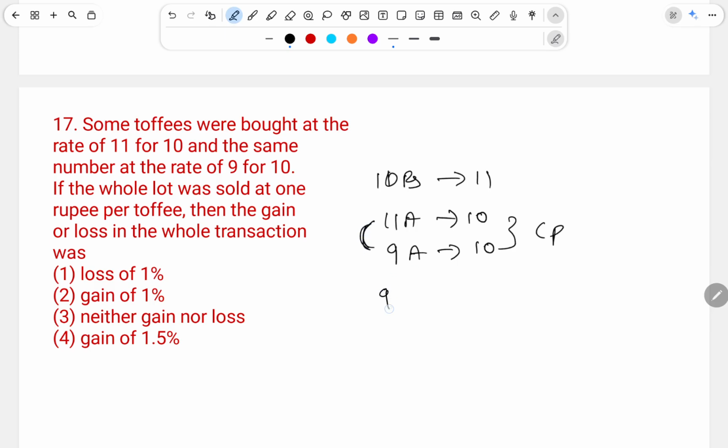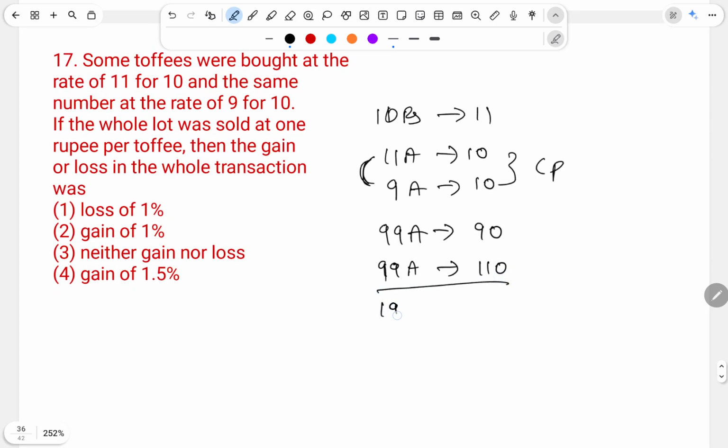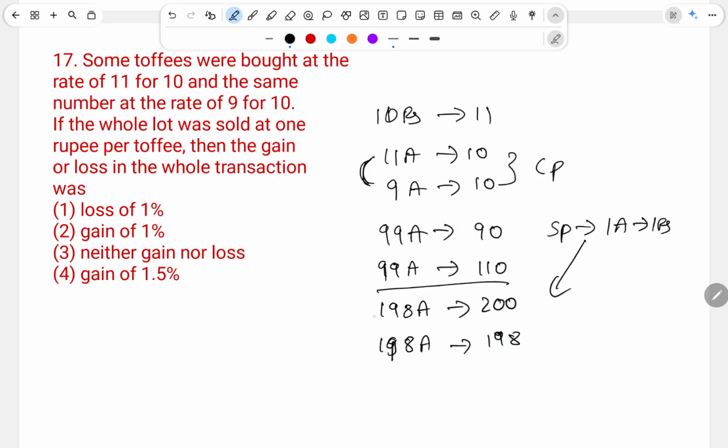So take the LCM. 9 times 11 is 99, so 9 times 11, 110... total 198 articles at 200 rupees. Now what is given for SP? 1 article if you sell for 1 rupee, then 198 articles will be sold for 198 rupees. Correct? This is multiplied by 198 because CP is for 198 articles, so SP also should be for 198 articles. So how much is the loss? 2 rupees loss over 200, 2 by 200 into 100. 1% loss.